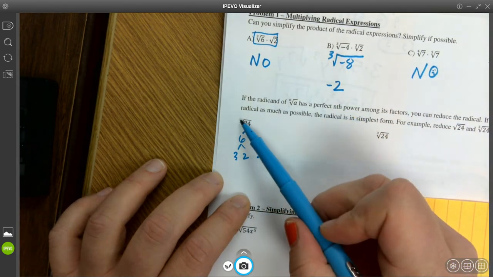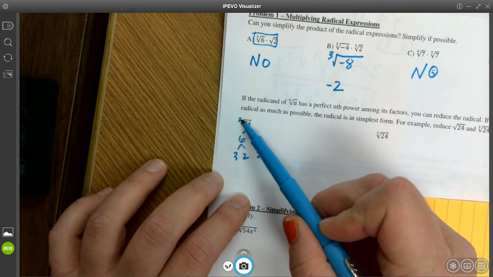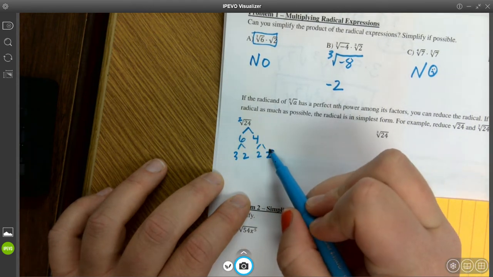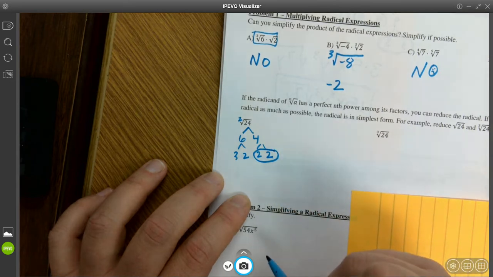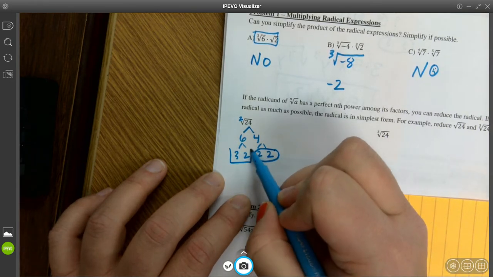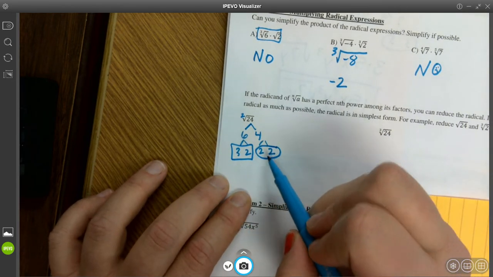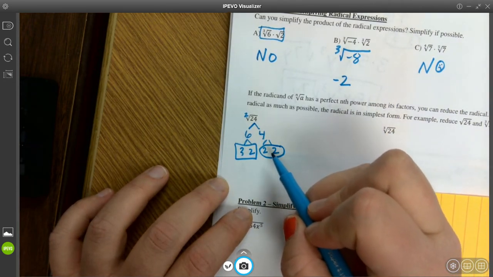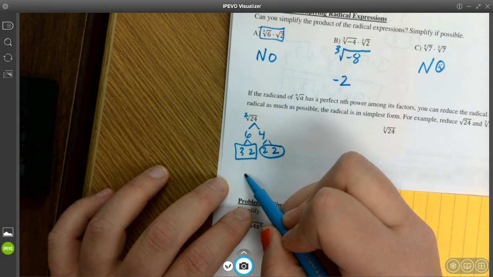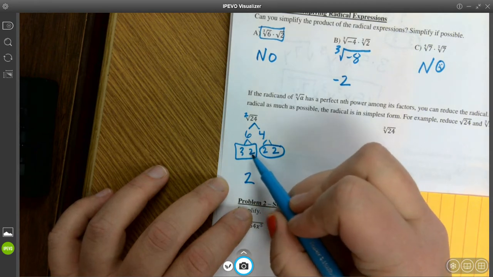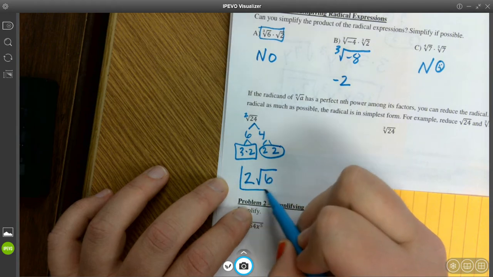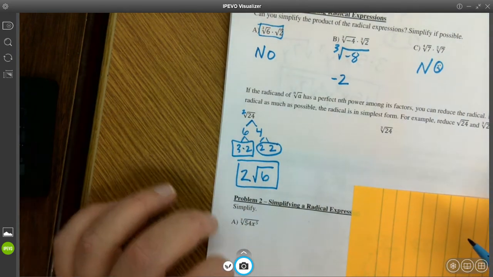So I'm looking here. If there's no index, it's always square root. So I'm looking for pairs of 2. So here's a pair of 2s, so I'm going to circle that. There's a pair of 2 there. These do not have a pair. Once you circle, you can't use them anymore. So this 2, because it's circled, can come out because there was a pair there. This 3 times 2 has to remain inside the root. So 2 square root 6 would be my final answer there.